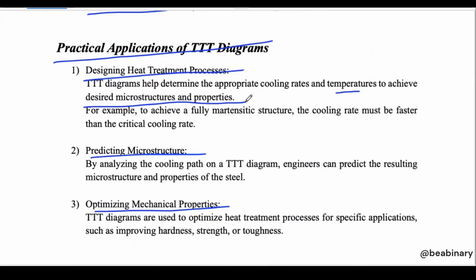It helps in determining the appropriate cooling rate, and it must reach a particular temperature, to achieve the desired microstructures and properties. What properties? Basically, here we are interested in mechanical properties. Though the physical and chemical properties will change, that we are not interested in. We are more interested in mechanical properties. Though some physical properties will also get changed, here we are only interested in mechanical properties.